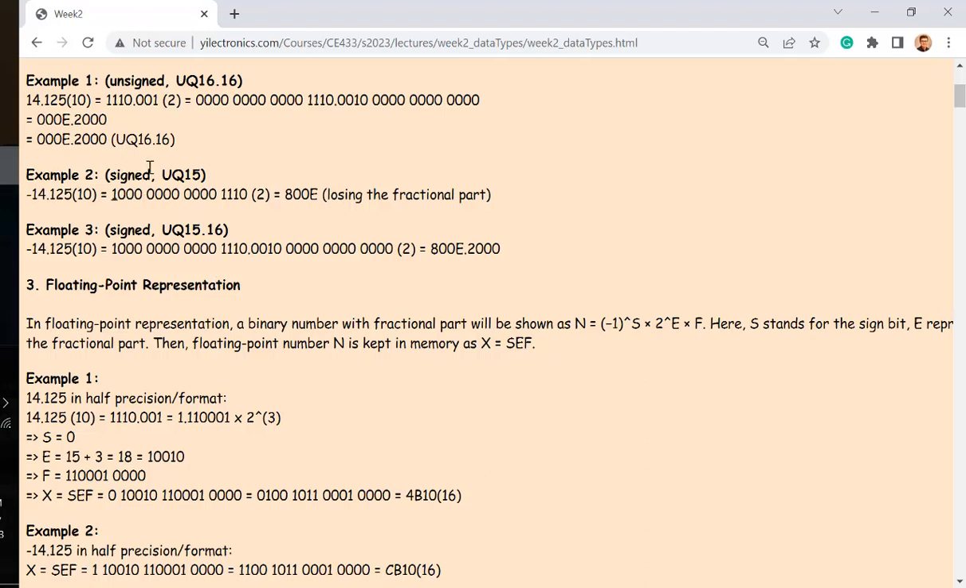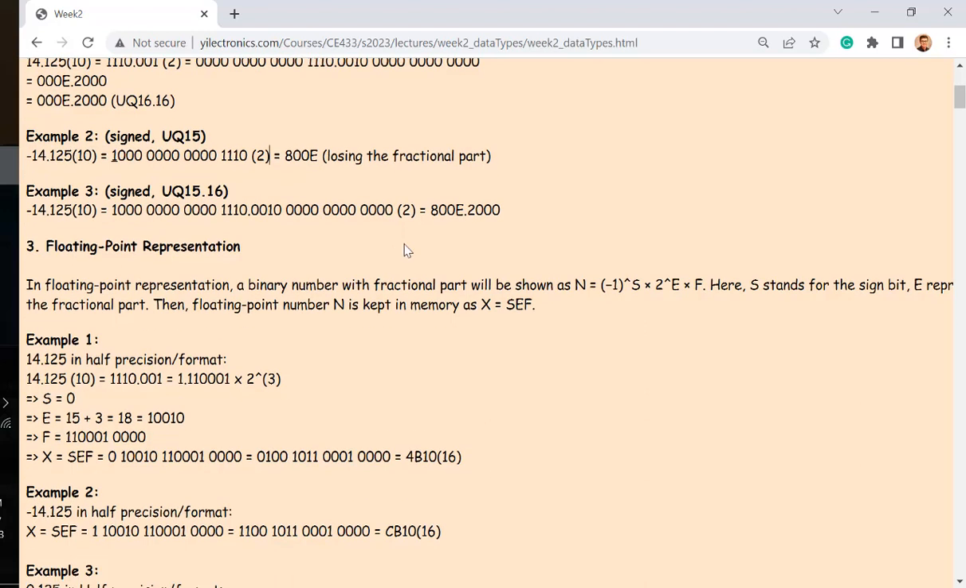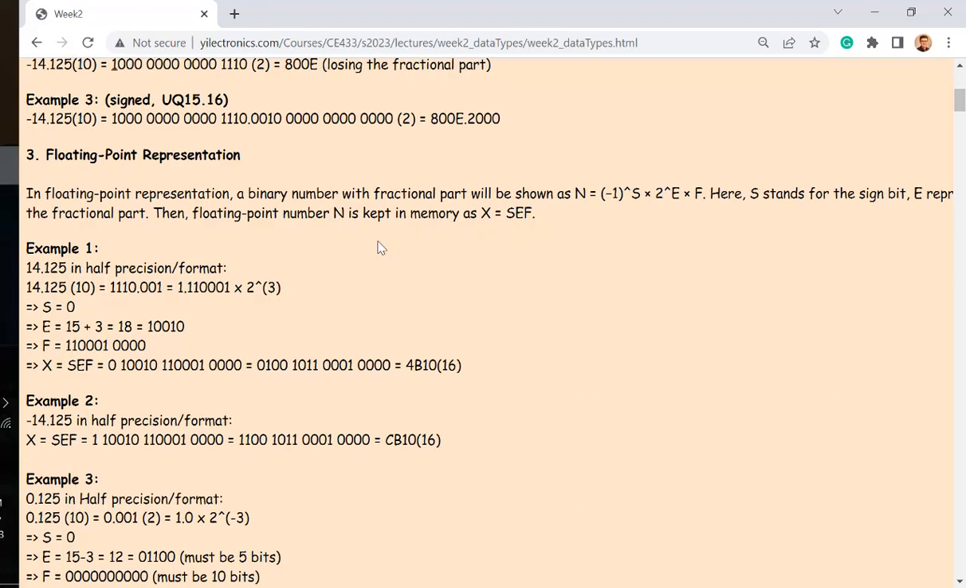Okay. UQ15.16 is signed, and you got 15 bits for the integer part, and for the fractional part you got 16 bits. And you can write it down in hex form. It's easier to represent it.